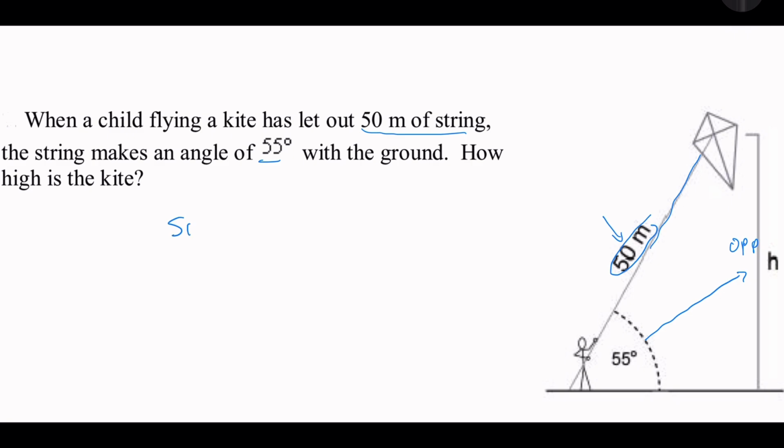So we would go sine 55 degrees, and we're choosing sine because that's the only formula out of SOHCAHTOA that deals with both the opposite and hypotenuse. So sine 55 is equal to the height over 50, and I'm going to multiply both sides by 50. And when I plug that into the calculator, I get a value of about 41 meters.